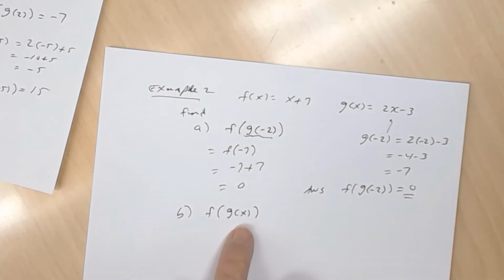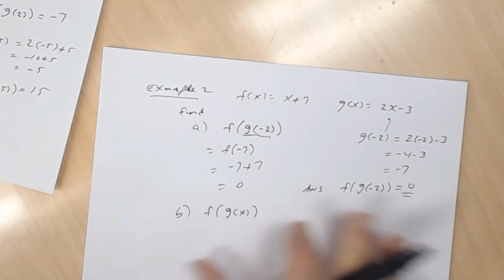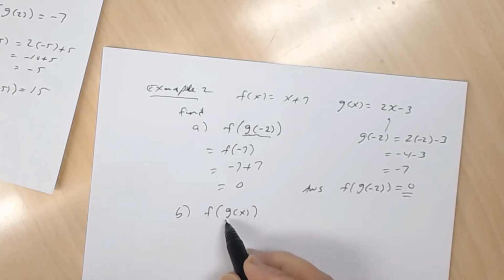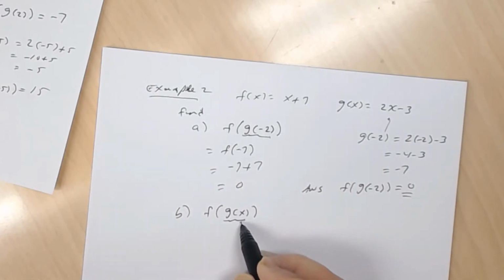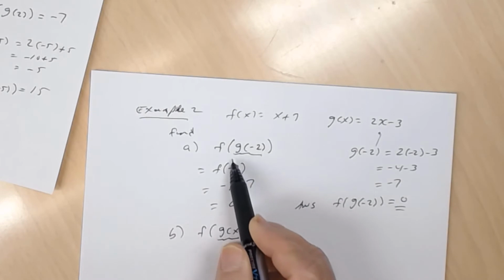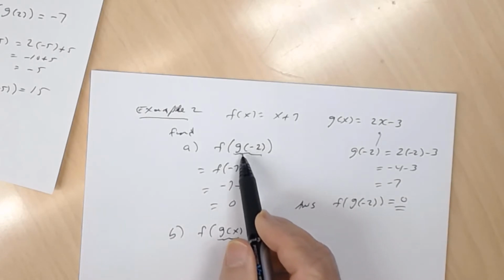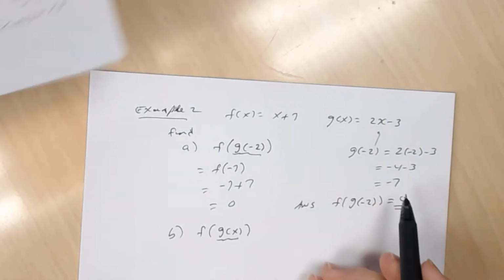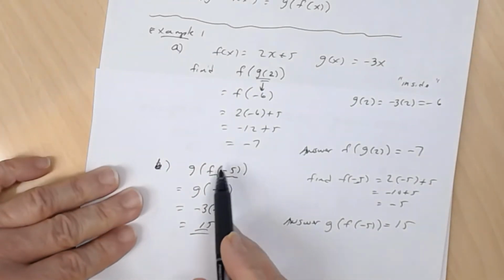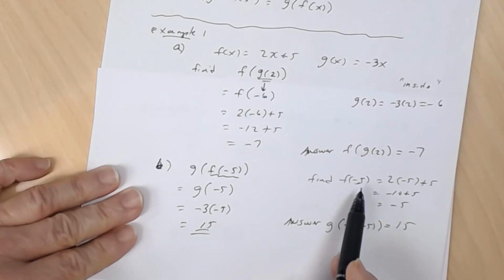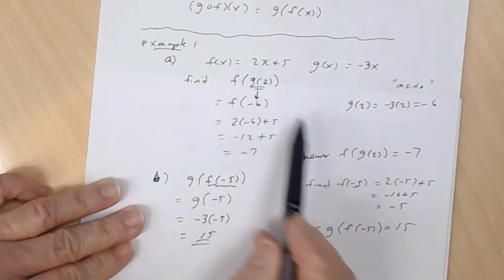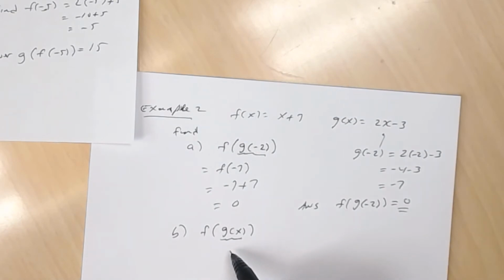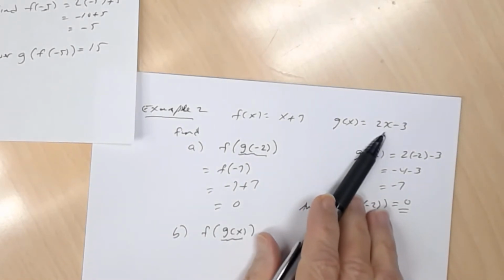Okay, well, no big deal. I can handle this. So remember, do the same thing. You look at the inside first. Well, what's the inside? The inside is g of x. Here we said the inside was g of negative 2. So I had to actually figure out what g of negative 2 is. I had to actually figure out what f of negative 5 is. Here, though, there's no figuring out. You know what g of x is. G of x is this function right here.